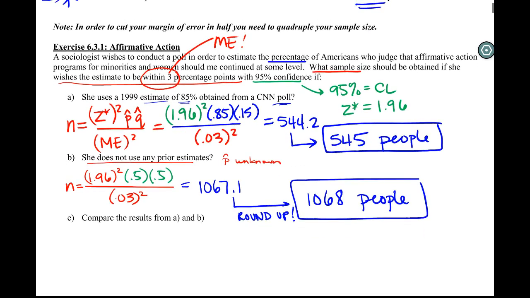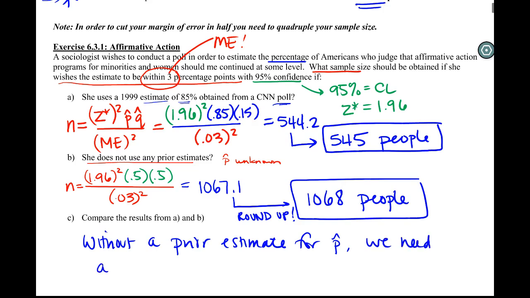Now our last piece here says, let's go ahead and compare those results. Basically, they want us to realize that without a prior estimate for p hat, we needed almost twice as many people. So having a prior estimate is very useful. Doing some sort of small pilot could be very useful.